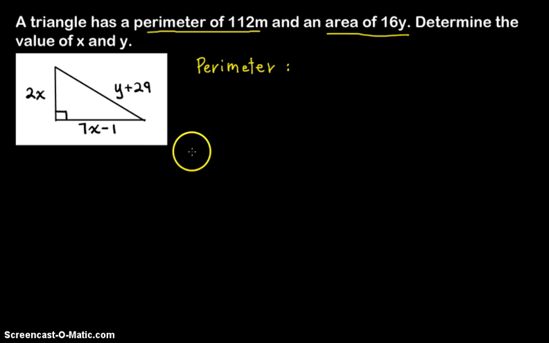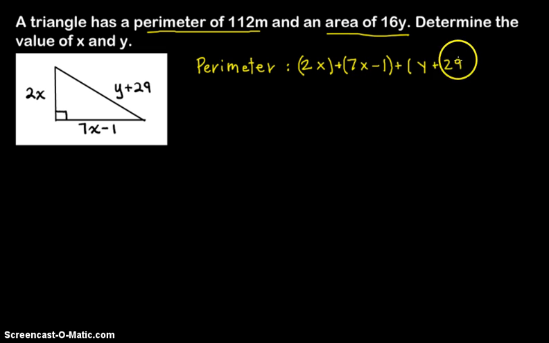Perimeter is nothing more than the sum of all the sides. So I've got a 2x, and I'm adding the 7x minus 1, and honestly, I should put brackets around that. And then I'm plus y plus 29. So really, I should put brackets around everything I'm working with, just so it's really clear about what I'm up to. This side plus this side plus this side, and it says it equals 112. Okay, cool. So I got an equation here.